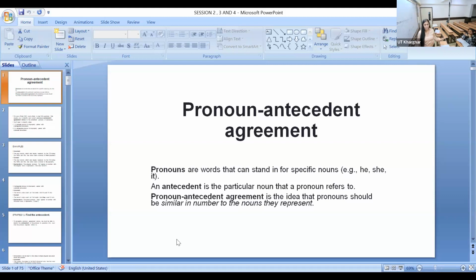Name the nouns quickly. Adi, give me one noun. Okay. And the pronoun? He, she, it, they, all these are pronouns. And what is an antecedent? It is a particular noun that a pronoun refers to. Just now I did setting up ideas, correlation. This is the same thing. Adi, are you clear with this?